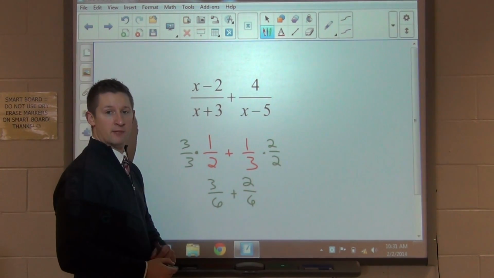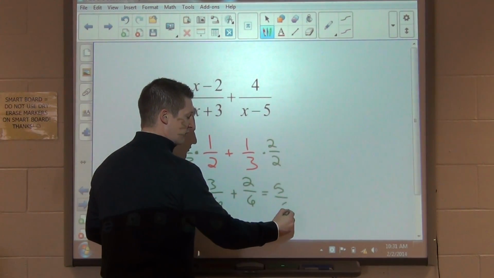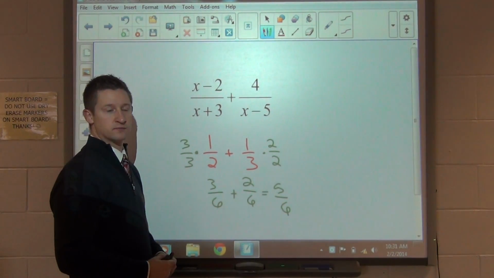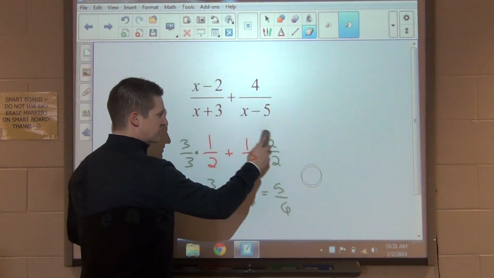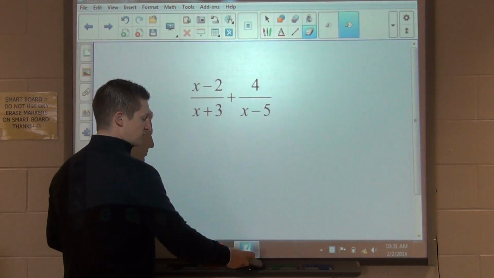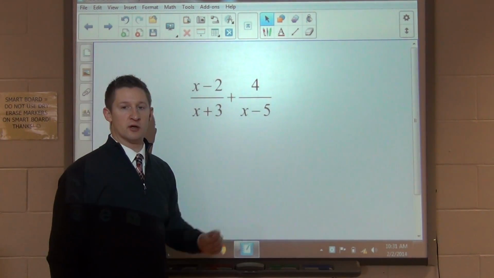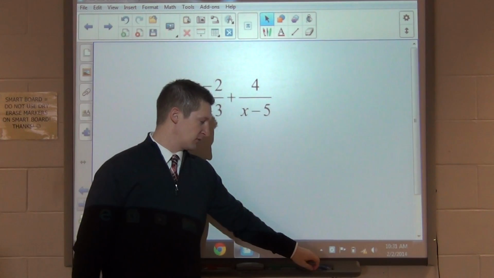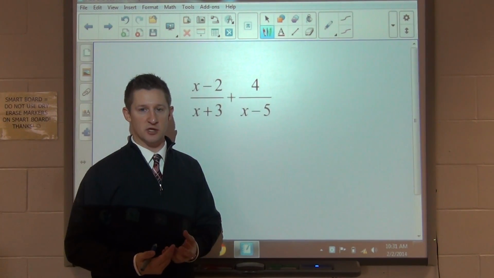Now that I have the same denominator, I add 3 plus 2 to get 5 over a common denominator of 6. Using that same idea, we're going to add the two rational expressions here. Now, I have x plus 3 for a denominator and x minus 5 for a denominator. Those are both binomials that are as fully factored as they can be.